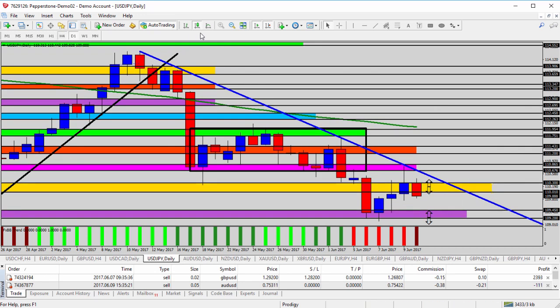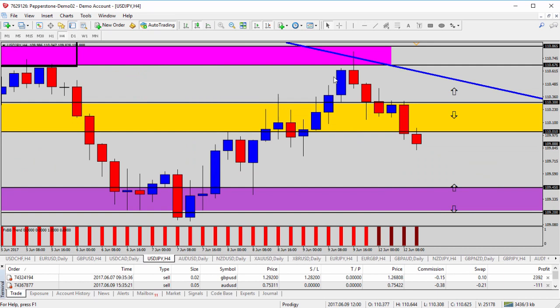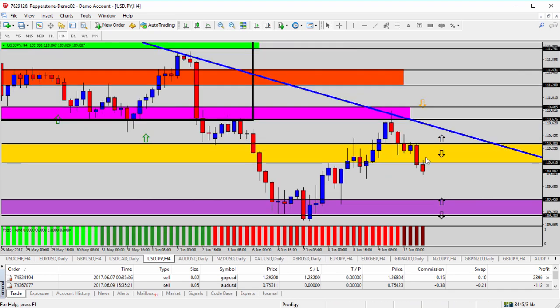Down to the 4-hour really won't change that much. We did see that move above the yellow zone last week, challenge the pink zone. What we're looking for now under the yellow zone is an open and close to increase our confidence that it's going to continue to pressure back down towards the purple shaded area.